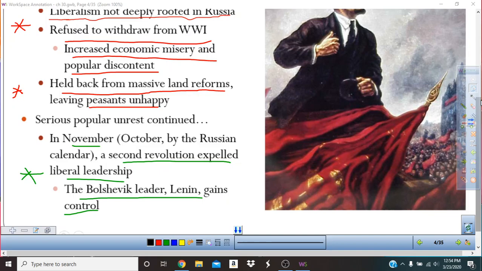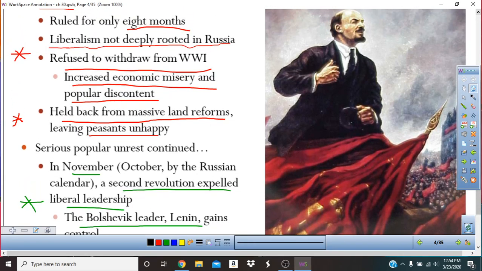So there would be a second revolution in November of 1917, the same year. It's the only country that I can think of that had 2 revolutions in 1 year. You think that things are bad here. I mean, they had 2 revolutions there in 1 year. A second revolution is going to remove this provisional government, and this guy here, Vladimir Lenin, is now going to take power, take control. And of course, he's the one who's going to bring communism into Russia.